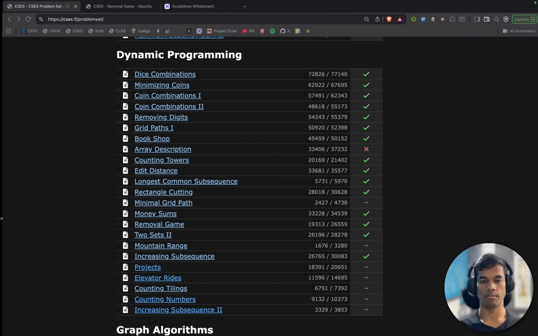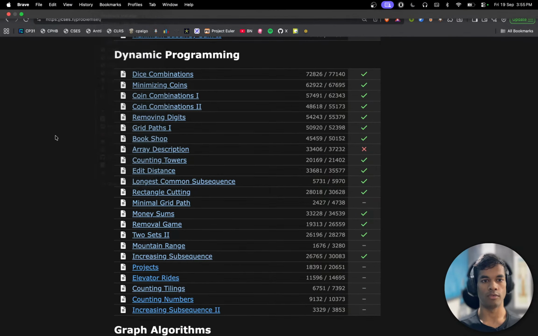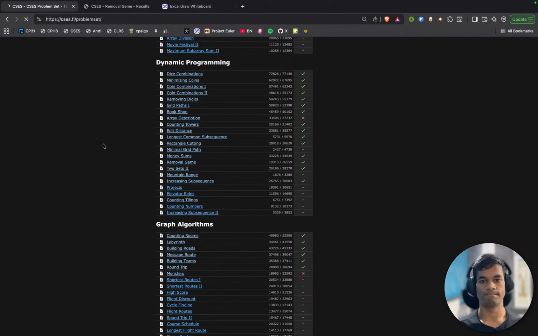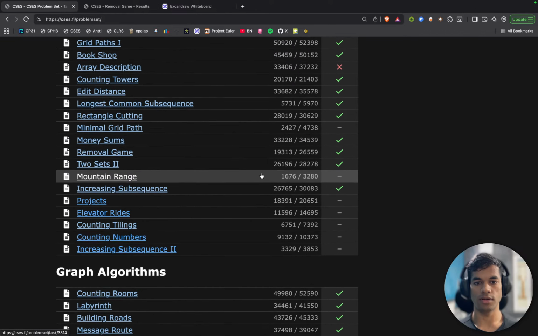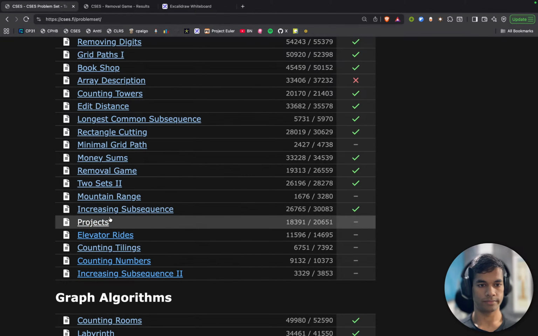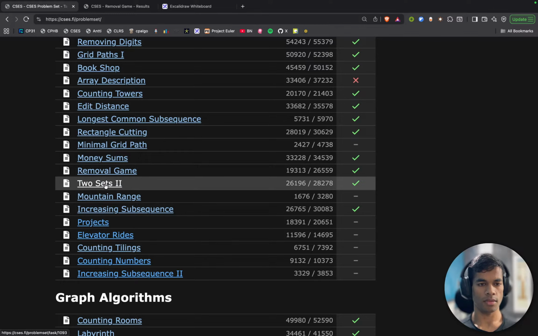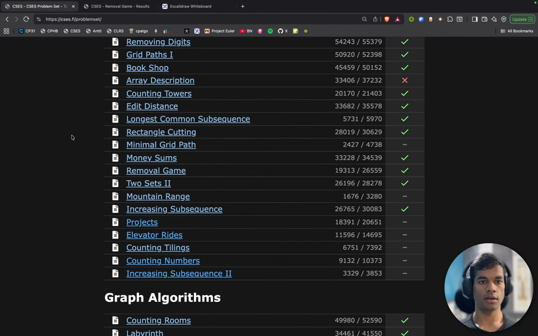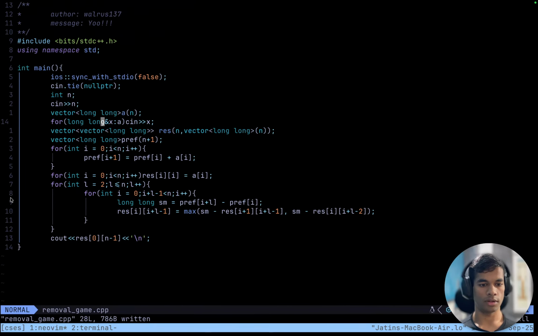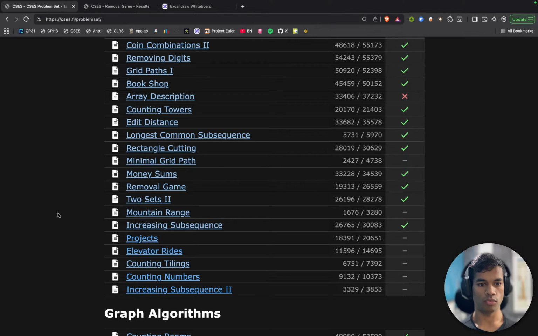Yeah, a long way. We have done rectangle cutting towers. The one that we just did is called removal games, which is this one.